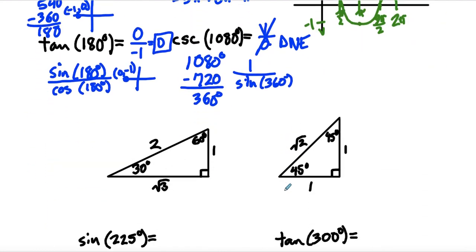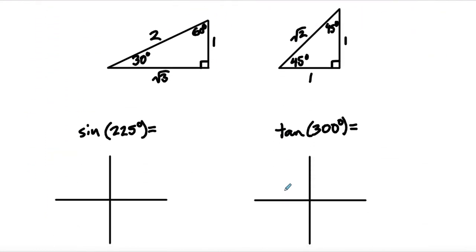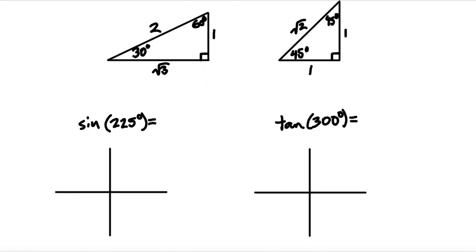Okay, let's look at some actual angles that would force us to use these two special triangles. We know we've got two special triangles here: 30, 60, 90, and 45, 45, 90. So let's try this first problem here. We're going to start with sine of 225.